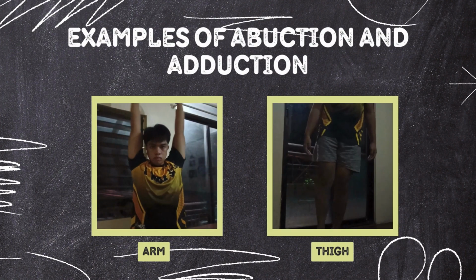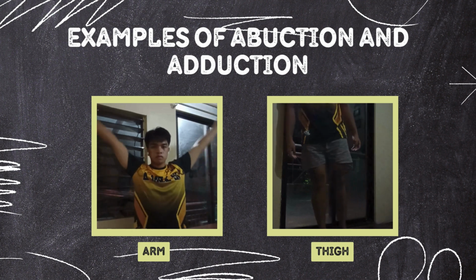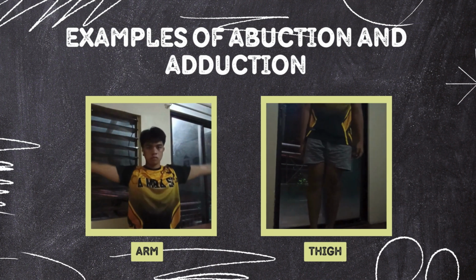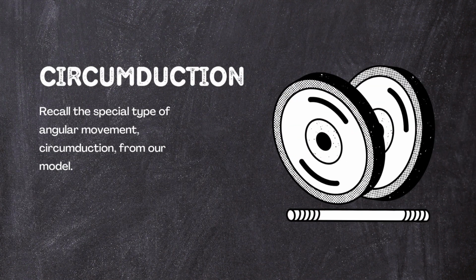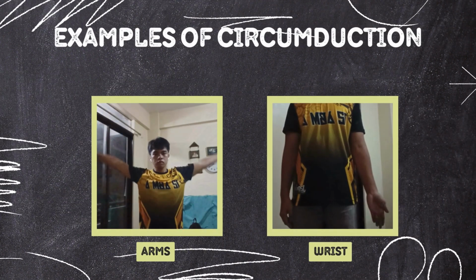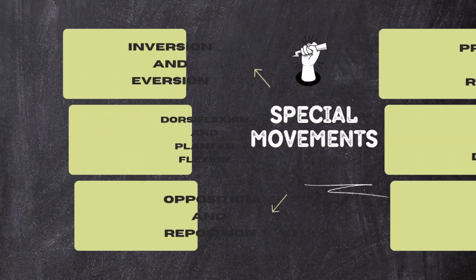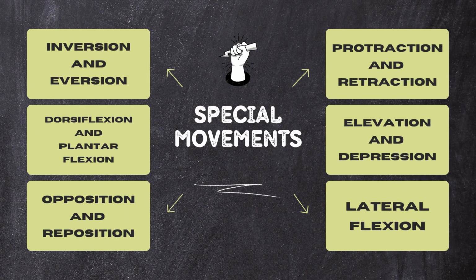I demonstrate examples of abduction and adduction here by showing the arm movement and thigh movement. Circumduction. Recall the special type of angular movement, circumduction, from our model. Here I showcase examples of circumduction, which are arm and wrist movements. Here are the special movements which I'm going to explain and demonstrate in the next slides.